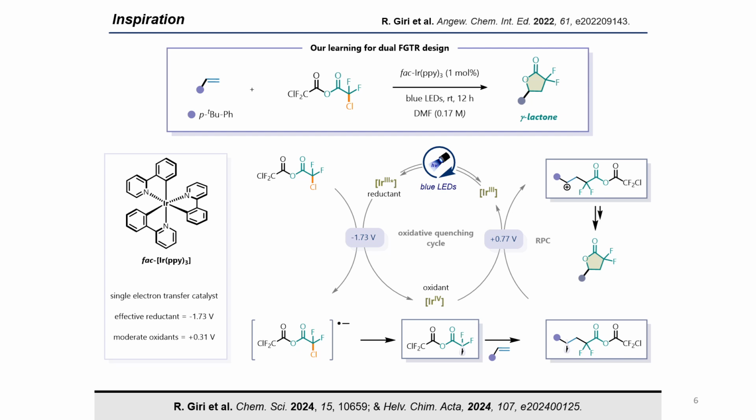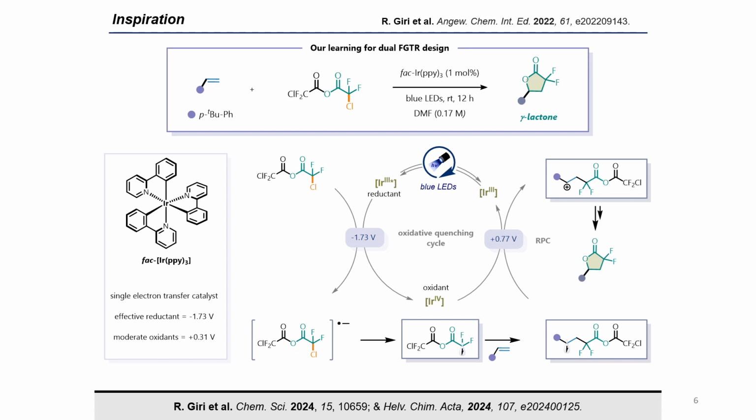This radical attacks the olefin in a Giese-type reaction and then forms an alkyl radical. This alkyl radical is susceptible to oxidation and you form a carbocation. This carbocation undergoes intramolecular cyclization to yield the lactone. But what I want you to focus on is this step, where you reduce this C-Cl bond adjacent to the carbonyl, which is the basis of the whole work.